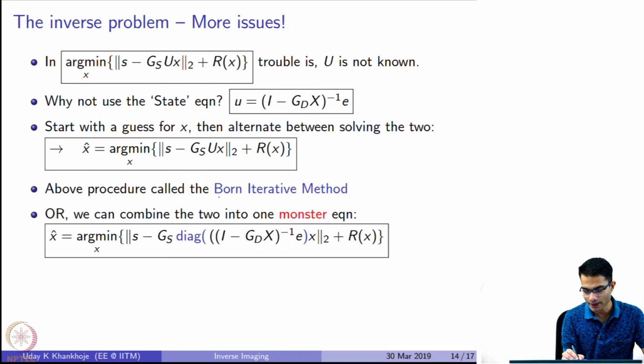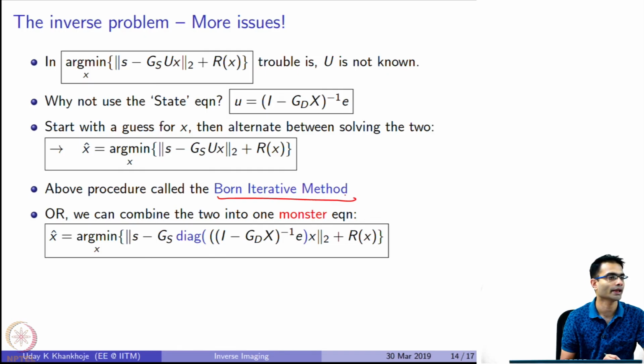And if I do that, there is a name for it, discovered in the late 80s, early 90s, called the Born iterative method. It's an iterative method, starts with some guess for x, calculates u from that, and puts that u into the data equation and gives me the x.